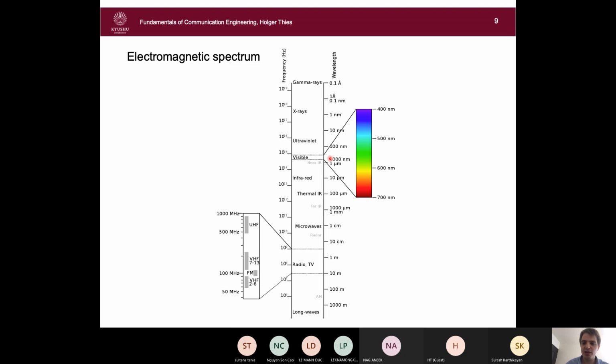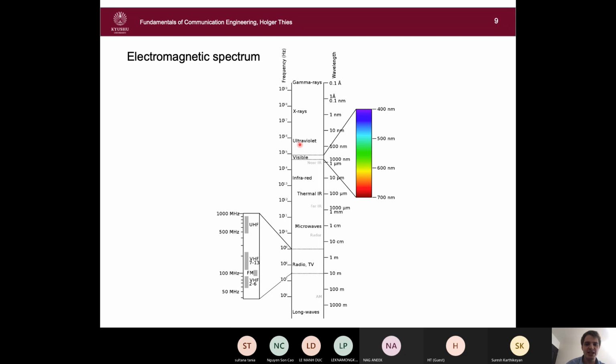Above that, from wavelengths from 700 to 400 nanometers, we have the visible band, which is just a very narrow slice in the electromagnetic spectrum. And in this visible band are just all the colors we can see with our eyes. So they go from red, which has the highest wavelength, to violet, which has the shortest wavelengths.